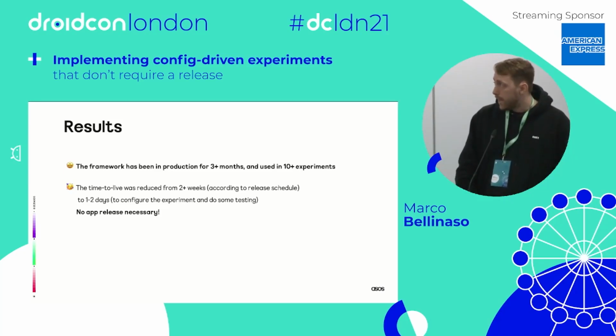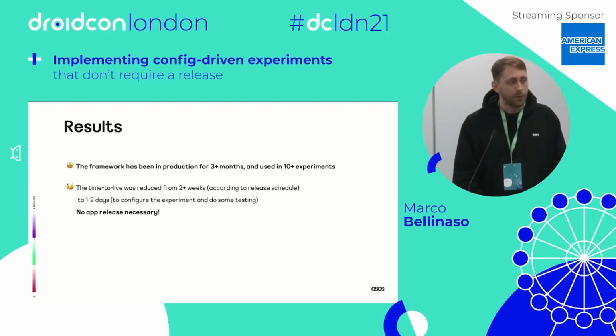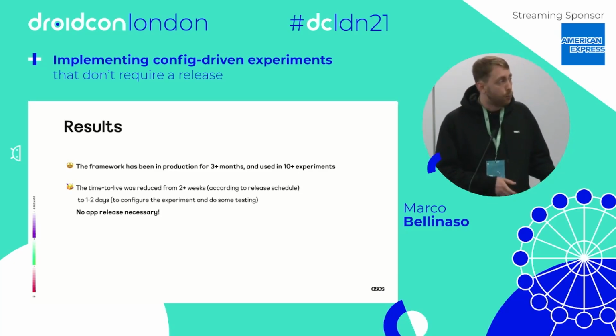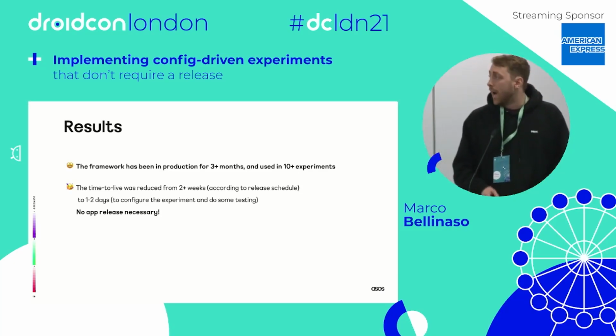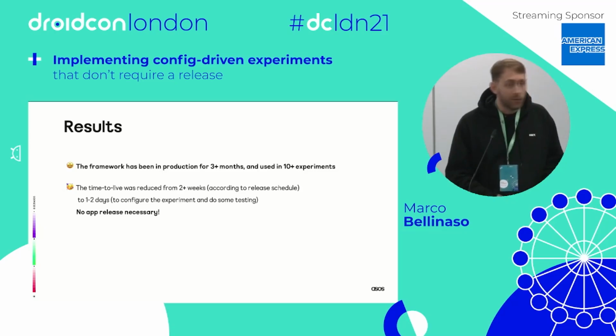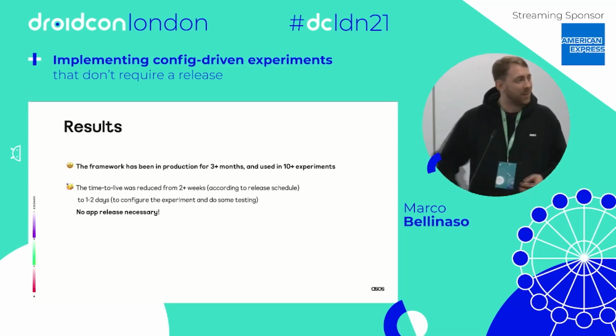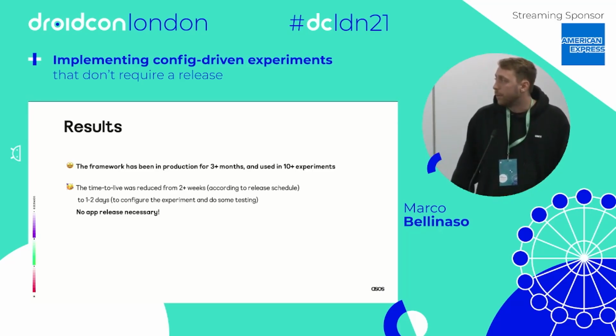The main big win here for us was that the time to go live with experiments was reduced from 2 weeks, which was our release cadence, and now it takes 1 to 2 days. So if a team wants to implement an experiment, they no longer have to wait for us to release the app. It's not like waiting for a bus anymore. The bus is there right away. They can go and release their experiment straight away, which is brilliant.